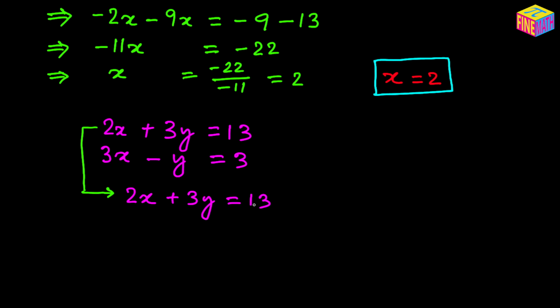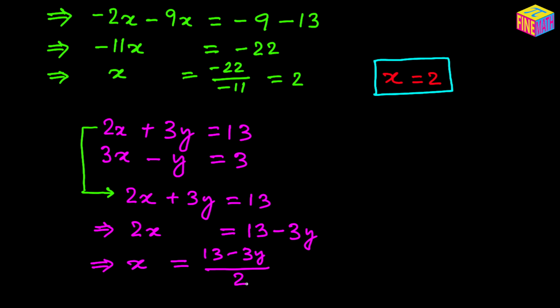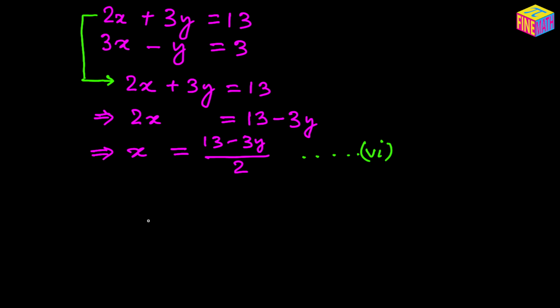equals 13, and then we can say 2x, we are going to keep the 2x on this side, will become equal to 13 minus 3y. When you bring the 3y to the right hand side, it will become negative, and from here we can say, okay, so our x is equal to 13 minus 3y whole divided by 2. So let's say this is our equation number 6, and let's do the same thing from the other equation.